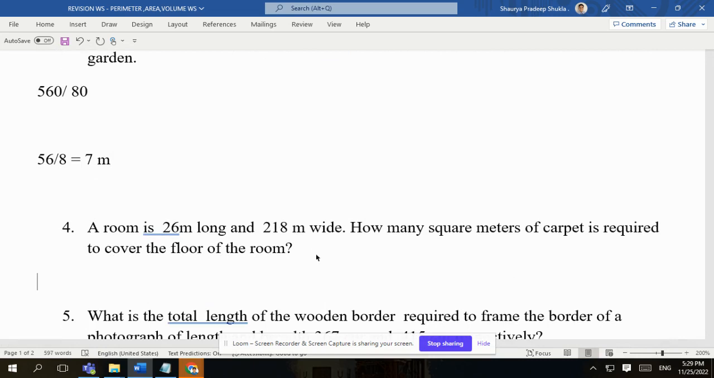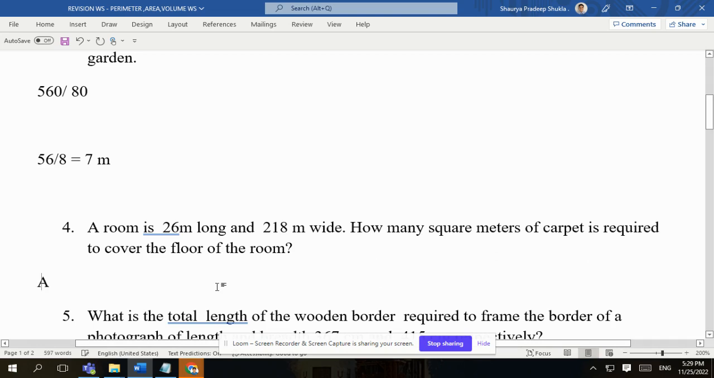A room is 26 meter long and 280 meter wide. How many square meter of carpet is required to cover the floor of the room? It's a very simple problem. They have given you the dimensions of a room, which is rectangular in shape, and they are asking how much carpet area is required. That means they are asking for the area of that room.